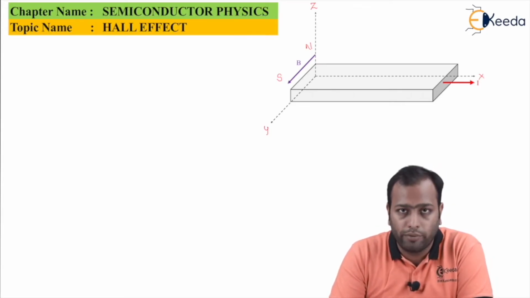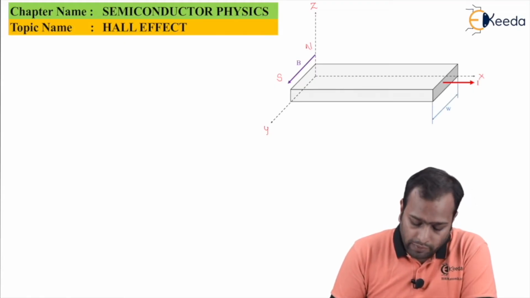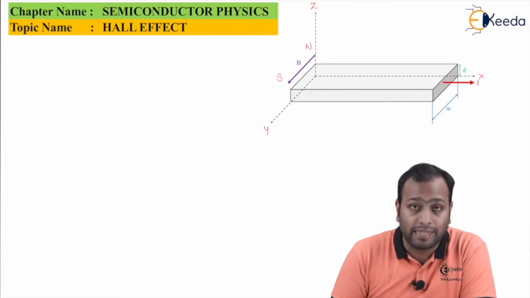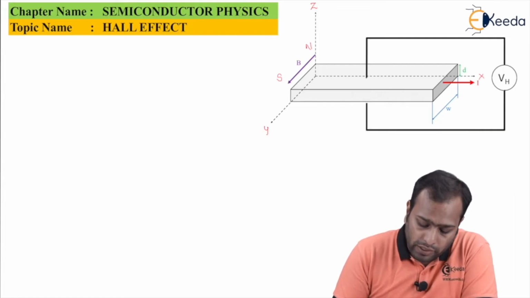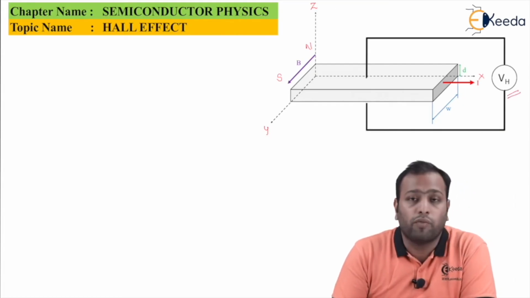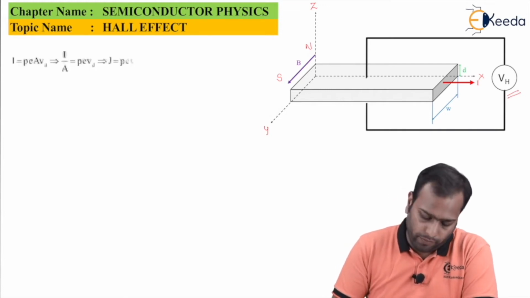Always make sure you understand this point, that the magnetic field always originates from the north pole and terminates at the south pole. This is the width, which I am denoting as W, of the conductor. This is the height, that's denoted as D, and this is the voltage, which is VH. This is the voltage which I am going to measure, and I am going to name this the Hall voltage.